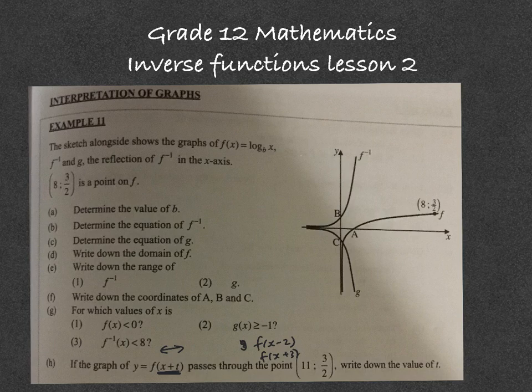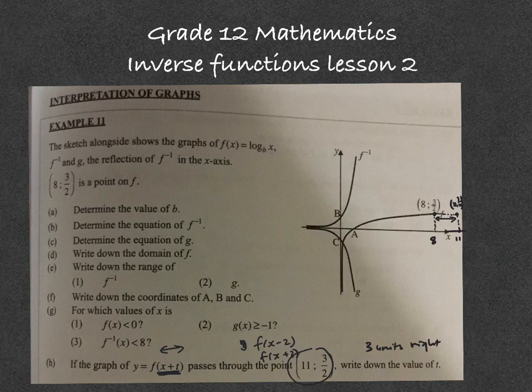Good. So we just need to know how we need to shift the graph of f left or right for it to pass through (11, 3/2). So at this stage, it is at (8, 3/2). You want to shift it, and it's still the same y value, right? But now the x value should be at 11. So that should be at (11, 3/2). How far do we need to shift that? We need to shift it 3 units to the right, okay?